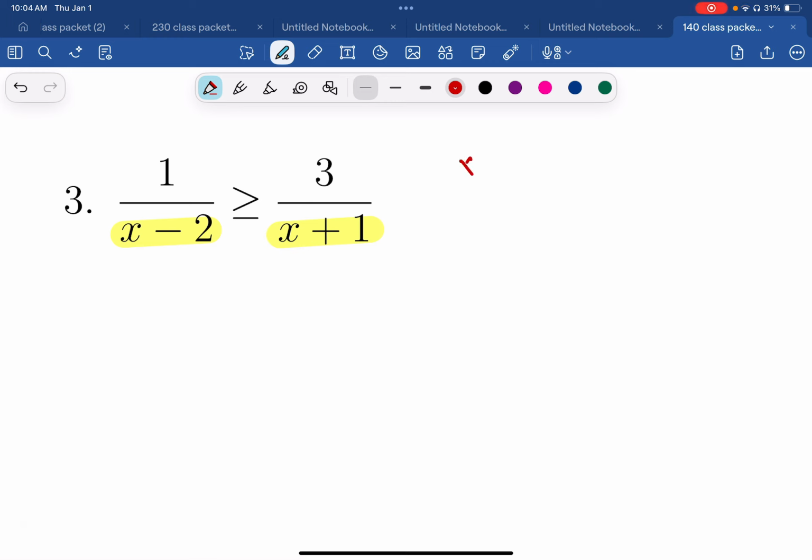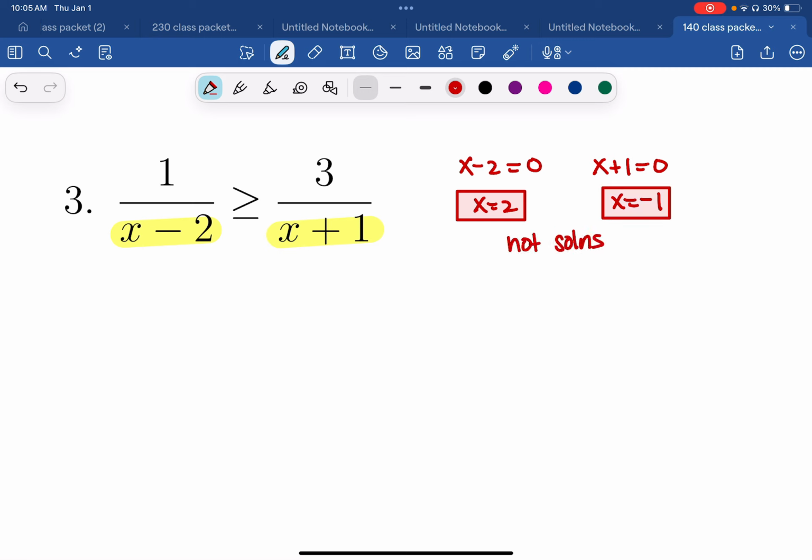And we're going to say, I want to know when x minus 2 is equal to 0. So if we add the 2 to the other side, that's when x equals 2. And then if we take the other denominator, which is x plus 1, and set that one equal to 0, subtract your 1 to the other side, that gives you x equals -1. Now I have 2 values that are not solutions. Okay, so 2 and -1 are just not solutions. No matter what happens, 2 and -1 are not solutions. Okay, so we're going to keep that for later.